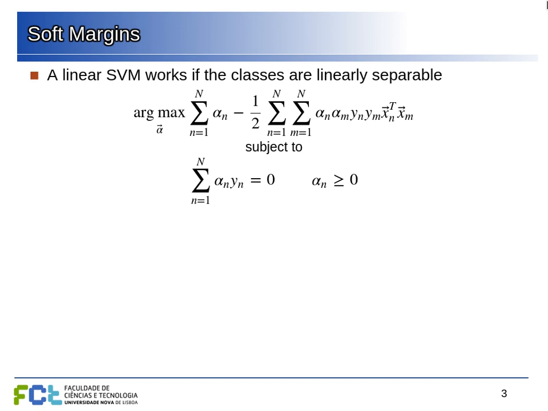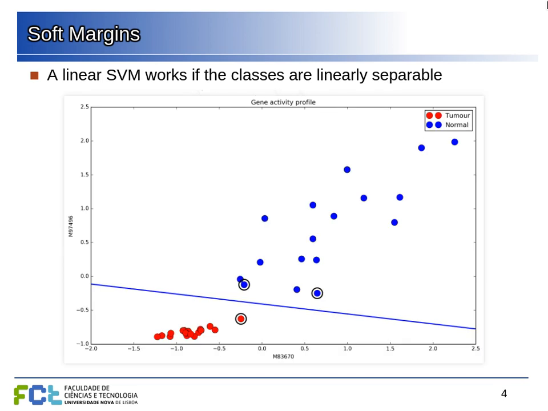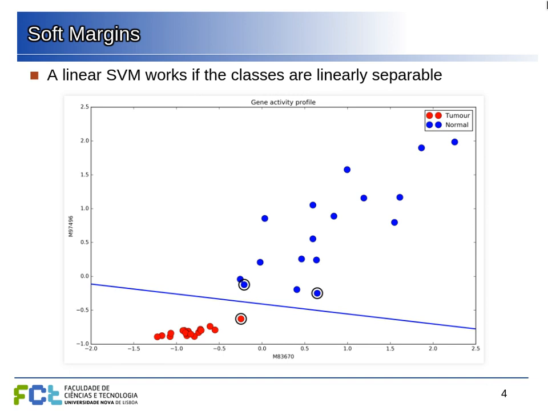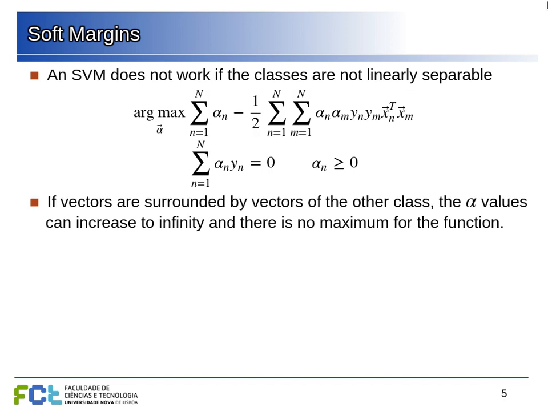We saw this linear support vector machine, and this works if the classes are linearly separable. So if we have something like this, we can find the support vectors, we have a solution to this maximization problem with those constraints, and we can find the discriminant. However, this does not work if the classes are not linearly separable.